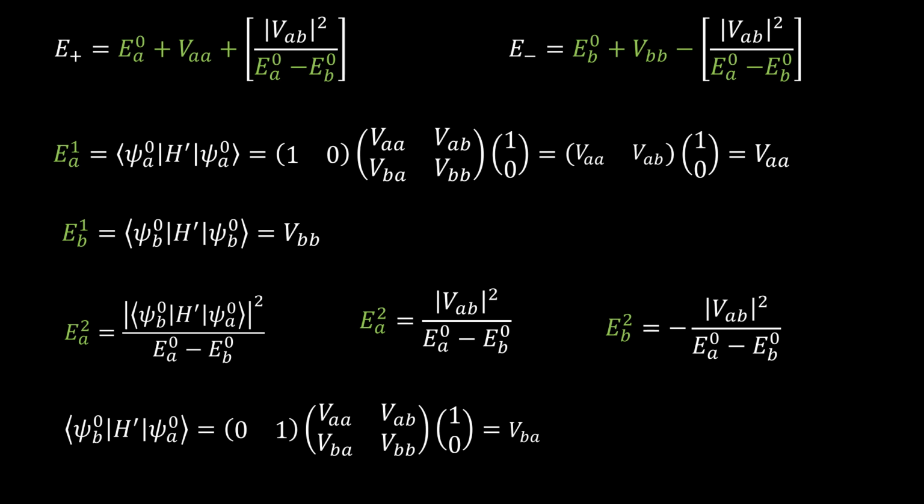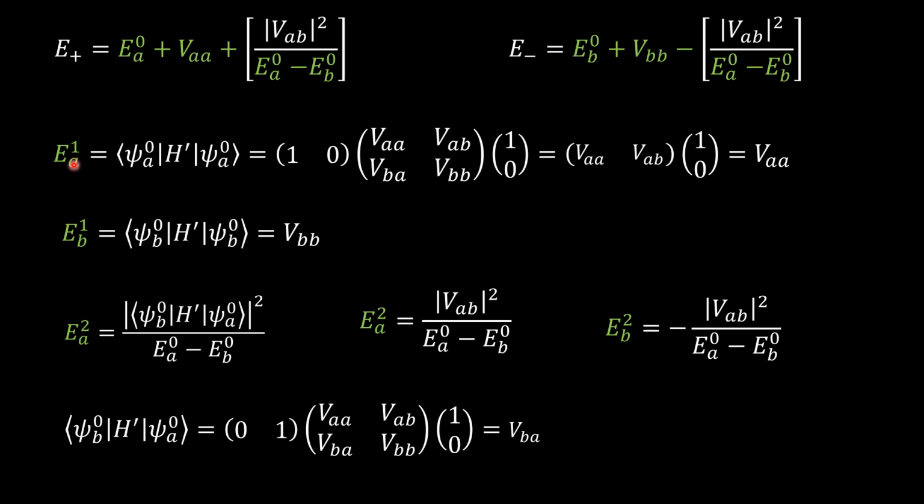Now we got E plus is equal to EA0 plus VAA plus modulus VAB squared divided by EA0 minus EB0. Similarly, for E minus, plus will become minus, and A will become B: EB0 plus VBB minus this one. So, what is the first order energy correction?